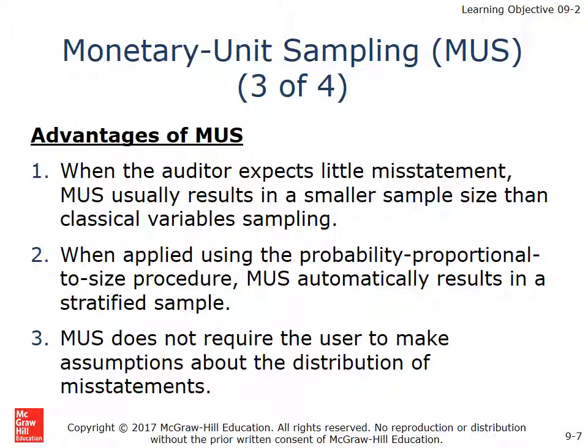What are the advantages of using this type of sampling? When the auditor expects little misstatement, and usually in an account there isn't a lot of misstatement, MUS usually results in a smaller sample size than classical variable sampling. When applied using what we call the probability proportional to size procedure, which you'll see, MUS automatically results in a stratified sample, the kind we want. And monetary unit sampling does not require the user to make assumptions about the distribution of misstatements.